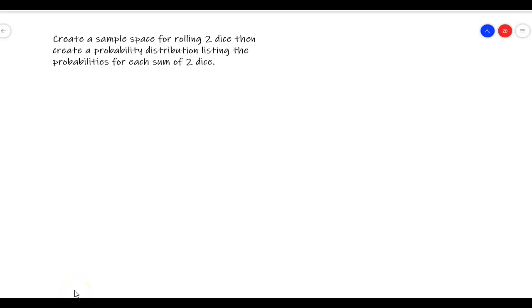Hey, this is Mr. Beckstrom in statistics, and I'm going to take a look at creating a sample space, and then from that sample space, creating a probability distribution, answering a question that we had. So I wanted to do a question that I had growing up, and that was when I was playing Monopoly with my family. We'd often roll the two dice and add those two dice together.